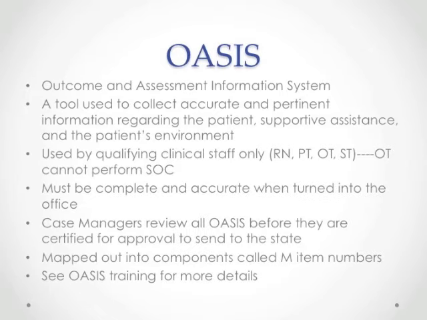On the OASIS, it's the Outcome and Assessment Information System. It's a tool used to collect accurate and pertinent information regarding the patient, supportive assistance, and the patient's environment. And it's used by qualifying clinical staff only, which is the RN, the PT, OT, and ST. It must be complete and accurate when turned in. Case managers and other RNs in the office will review all OASIS before they are certified for approval. The OASIS is mapped out into components called M item numbers, and you will also later on go through OASIS training and you'll be able to get more details on the OASIS.